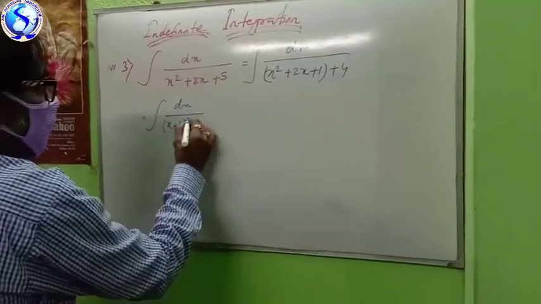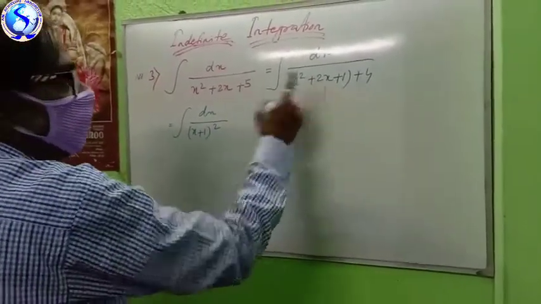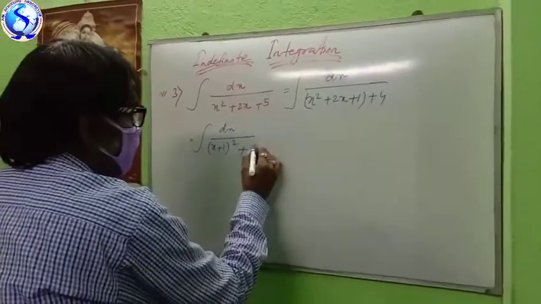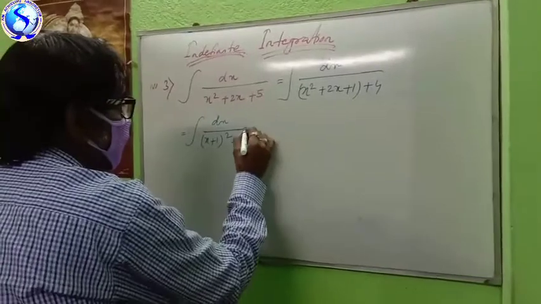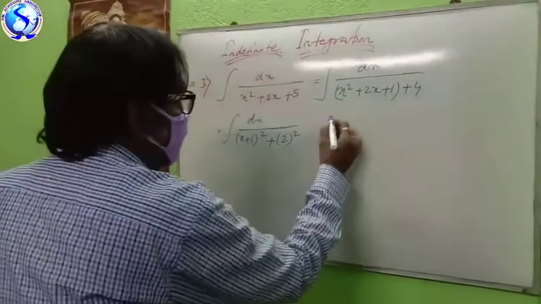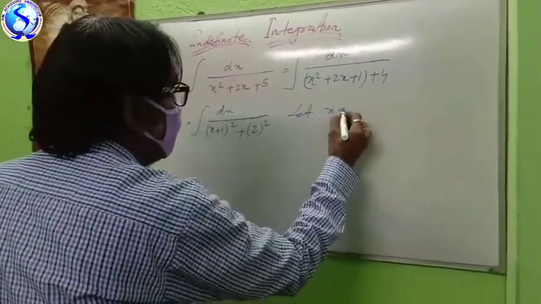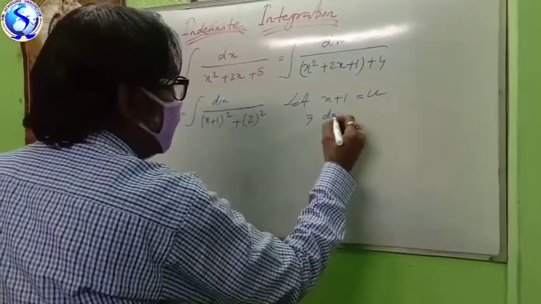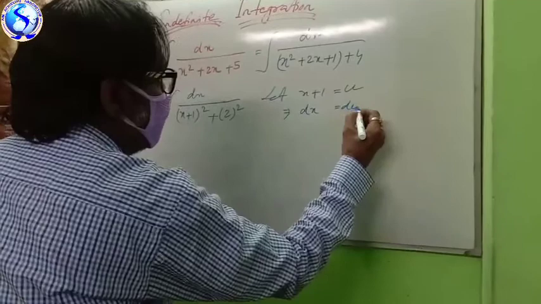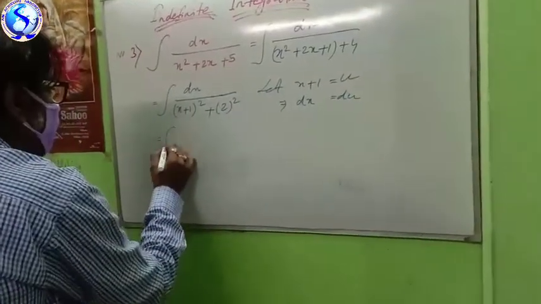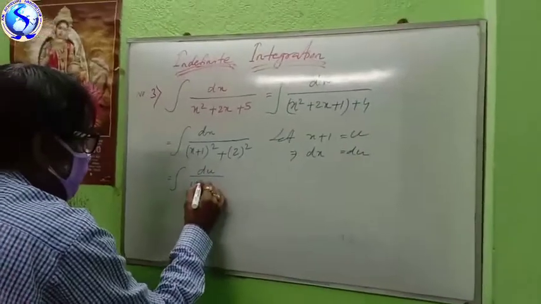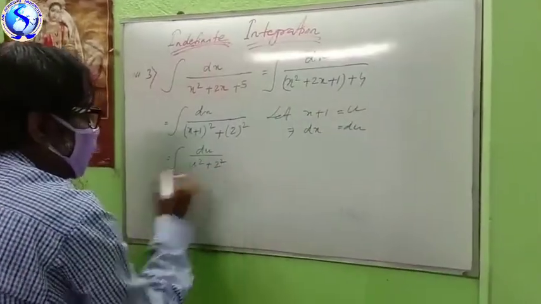x plus 1 whole square equal to how much? x square plus 2x plus 1 plus, what is 4? 4 is 2 whole square. Okay, 2 whole square. Now let x plus 1 is equal to u. So what is the derivative of this one? dx will be du. Just replace here. dx means du, and this will be nothing but u square plus 2 whole square.